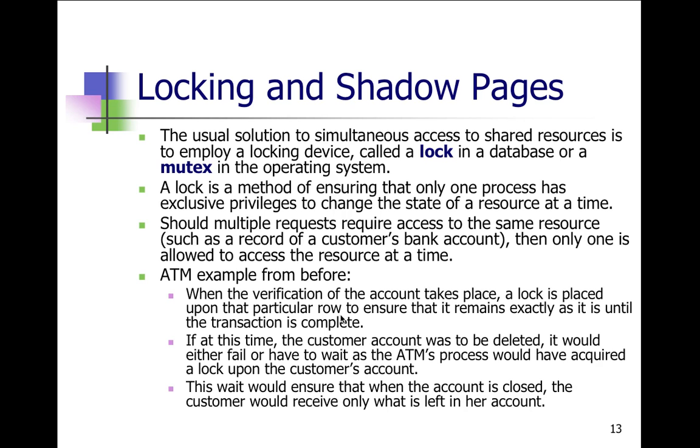So the ATM example used before, this is kind of a different one. When the verification of the account takes place, the lock is placed upon the particular row to ensure that it remains exactly as it is until the transaction is actually completed. And if at that time the customer account was to be deleted, it would either fail or have to wait for the ATM process that would have to acquire a lock until the customer's account was available. So it either has to unlock it and allow the access, or deny the access on an account. Let's say you've deleted the account, then you can't get to an account that's been deleted.